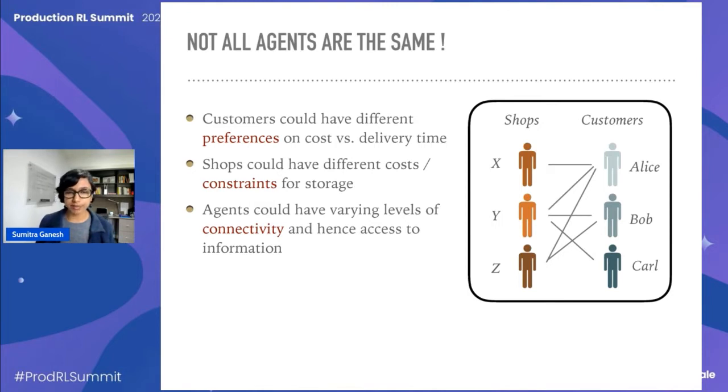And as you can see in this graph here, the agents could have different levels of connectivity to each other. And that influences how much information an agent has access to. For instance, Alice here is connected to all 3 shops, so she sees prices from all 3 shops, whereas Carl is only connected to 1 shop. And much of the dynamics of complex real-world systems really arises from this heterogeneity of agents and how that interplays with the interactions of these agents. So this heterogeneity is a very important thing to capture when you're modeling real-world systems.